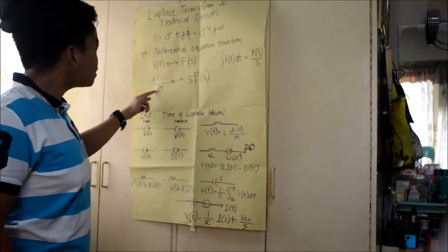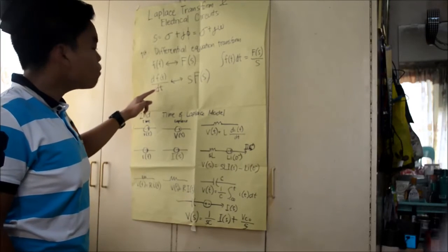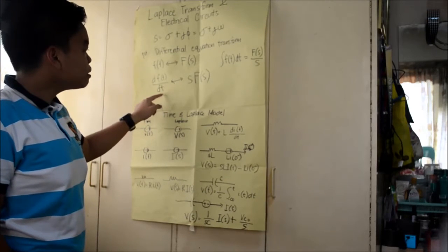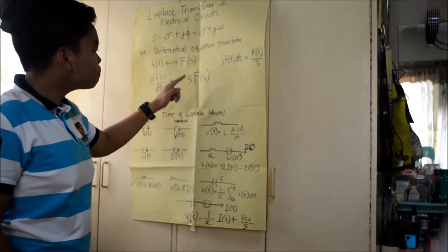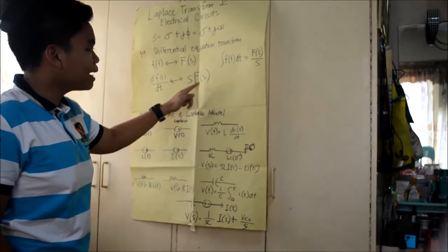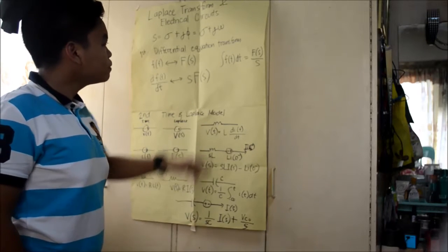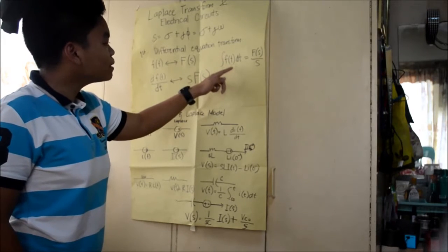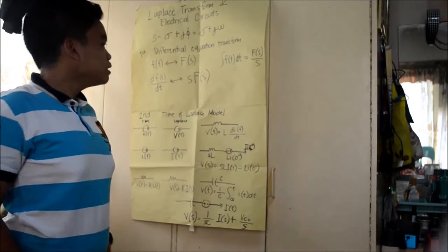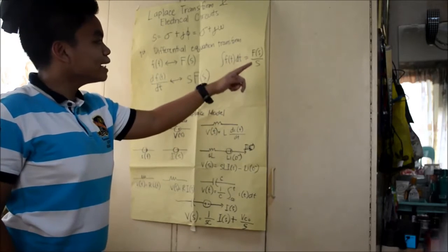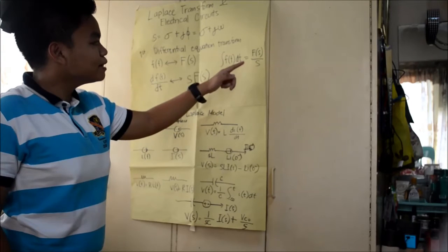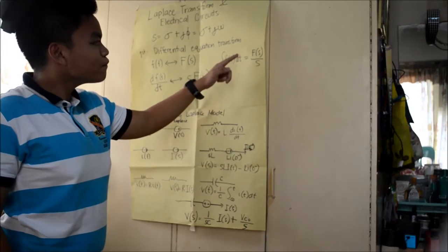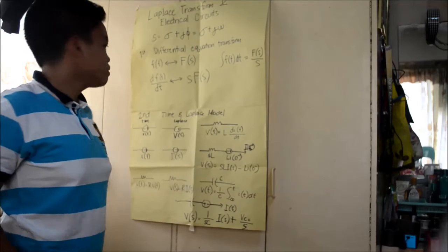In the differential form, df of t over dt will become s F of s. We only multiply s to the function of the s domain. Then, in the integral form, the integral of f of t dt is equal to F of s over s. In this part, we will be dividing F of s by s.